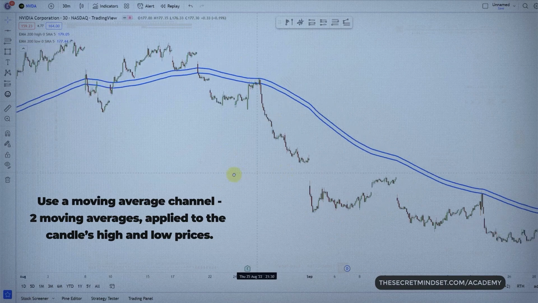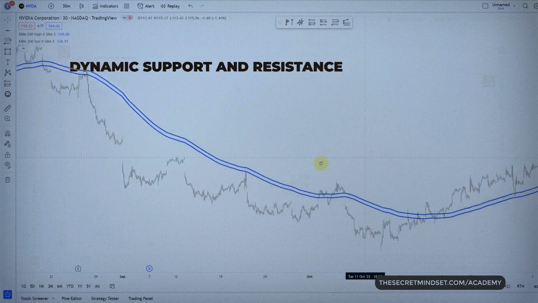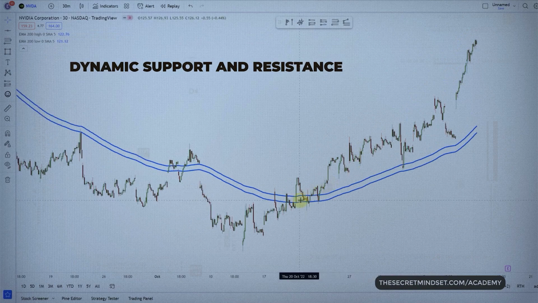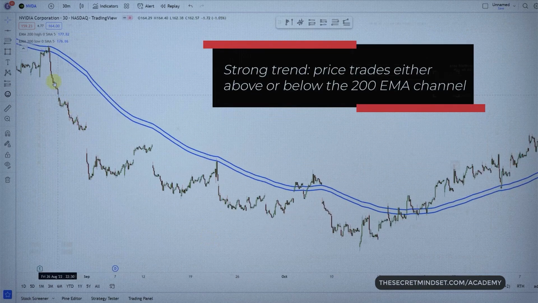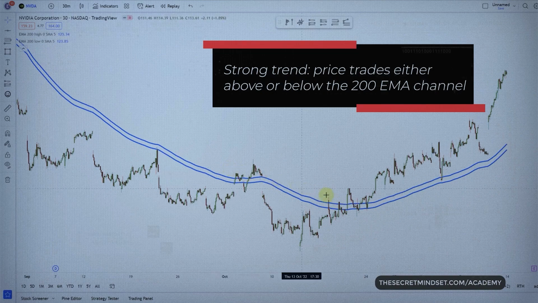This is very useful for staying out of the sideways markets. The channel turns a simple moving average into a zone of support and resistance. In a market with a strong trend, prices may trade either above or below the 200 EMA channel, which is my preferred length for the moving averages.